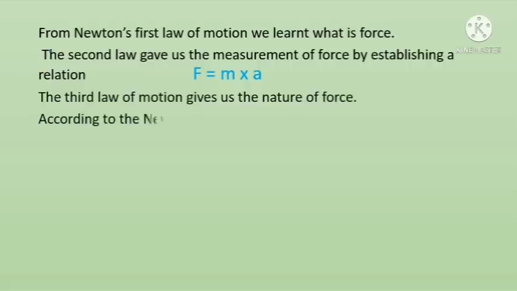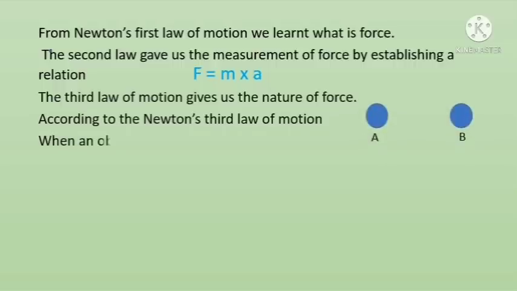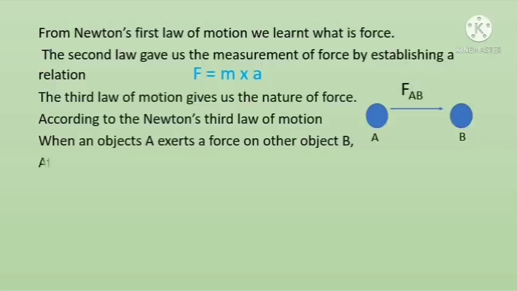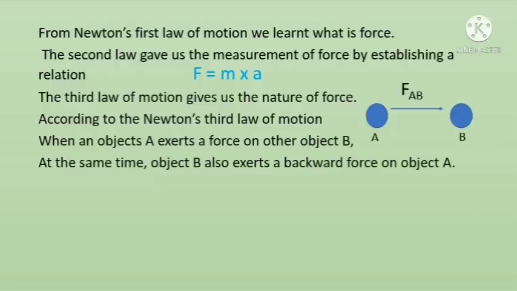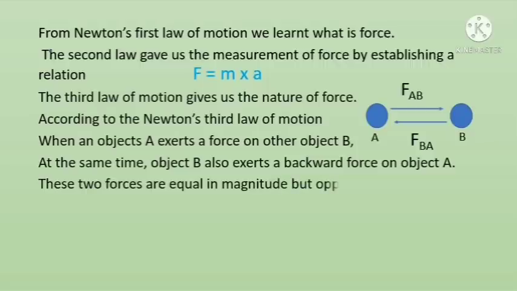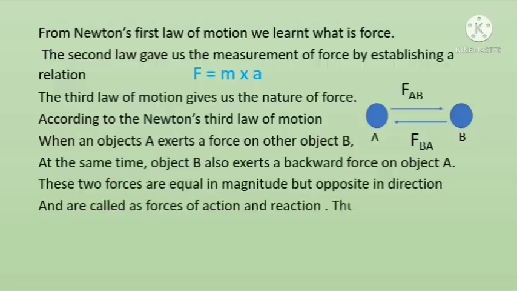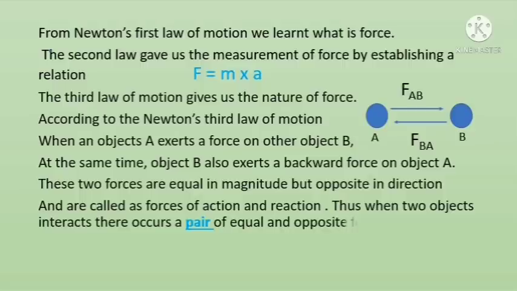According to Newton's third law of motion, when an object A exerts a force on object B, at the same time object B also exerts a backward force on object A. These two forces are equal in magnitude but opposite in direction and are called as force of action and reaction. Thus, when two objects interact, there occurs a pair of equal and opposite forces.